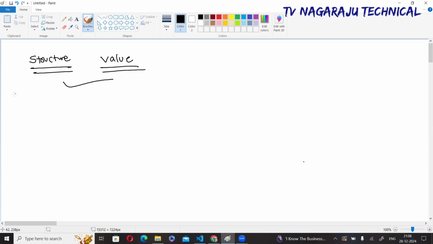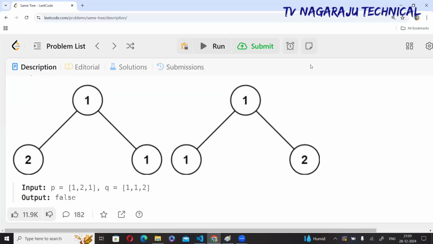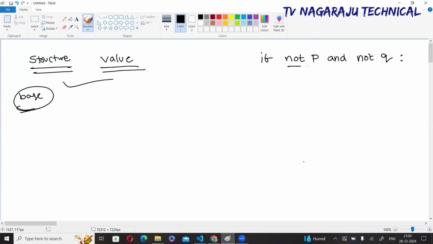How do you check? First, write down the base condition. For any program, what is the base condition? Suppose there is no tree. What is the condition I wrote? If not P and not Q. Why did I use the terms P and Q? In the question they are given. P is the root of the first tree. Q is the root of the second tree. If not P and not Q means P and Q do not exist.